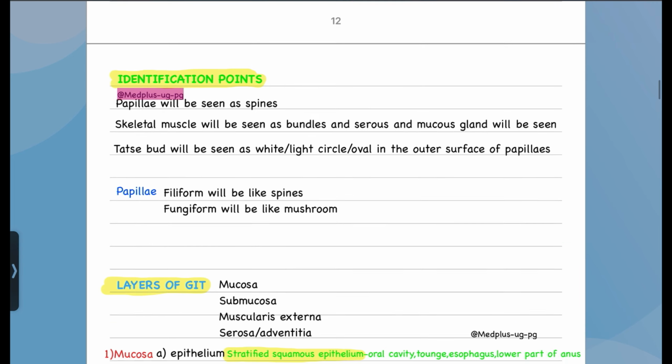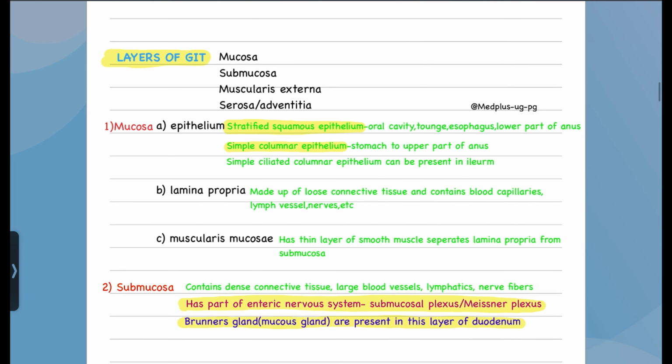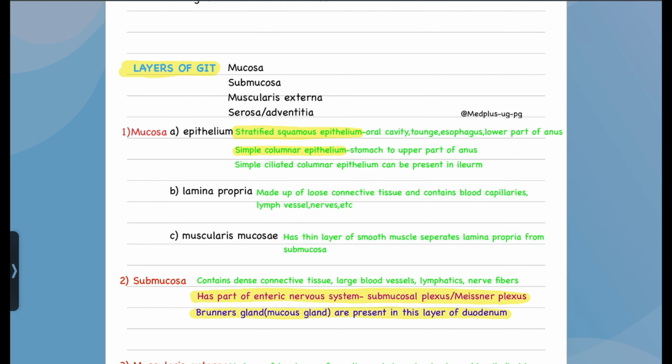Now we will see the layers of the GIT. GIT has 4 layers: mucosa, submucosa, muscularis externa, and serosa. It is also called adventitia. Submucosa and serosa are mainly made up of connective tissue. Mucosa has 3 layers: epithelium, lamina propria, and muscularis mucosae.